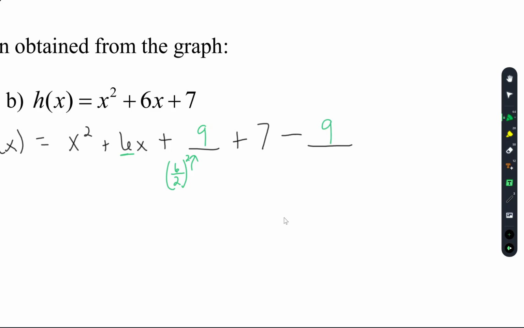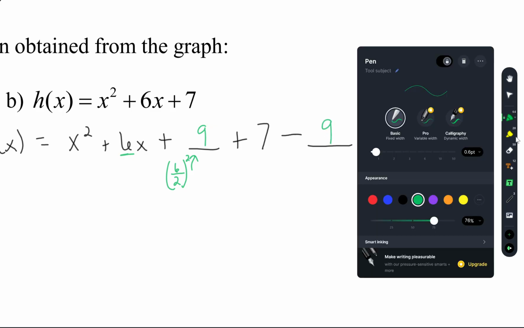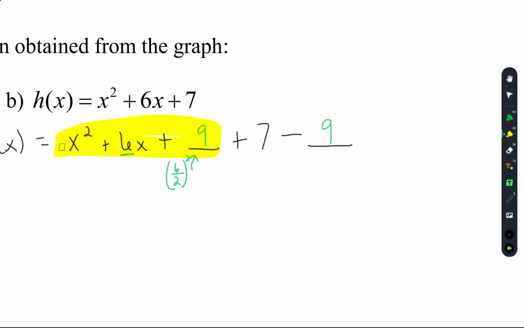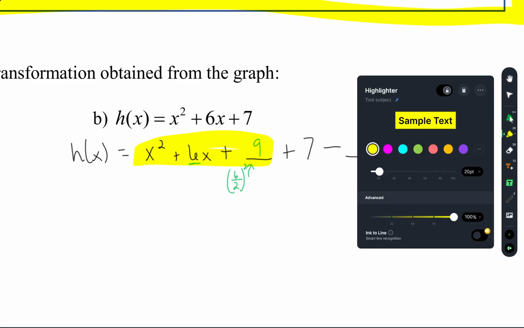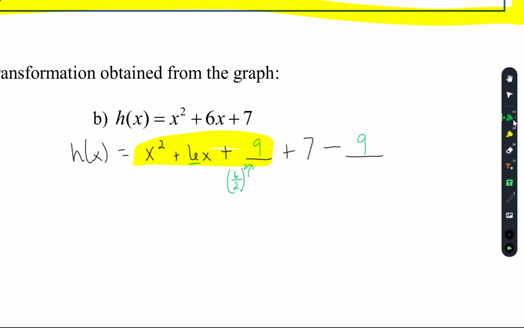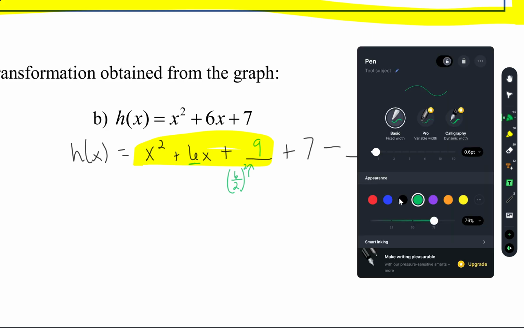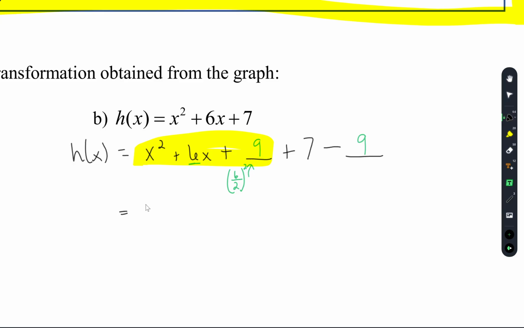So what you're going to do now is this chunk can now be factored. Think about how that's factored, right? Isn't that x plus 3, right? So the whole goal of this, okay, here we go, is to make it look like that. So that highlighted part factors into that x plus 3, and then what's left over is just like your leftovers. So 7 minus 9.